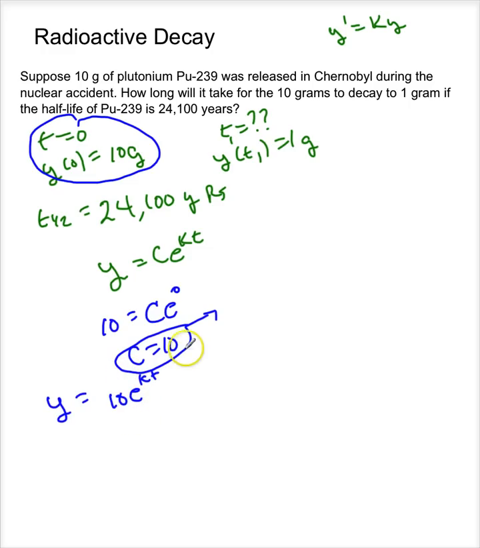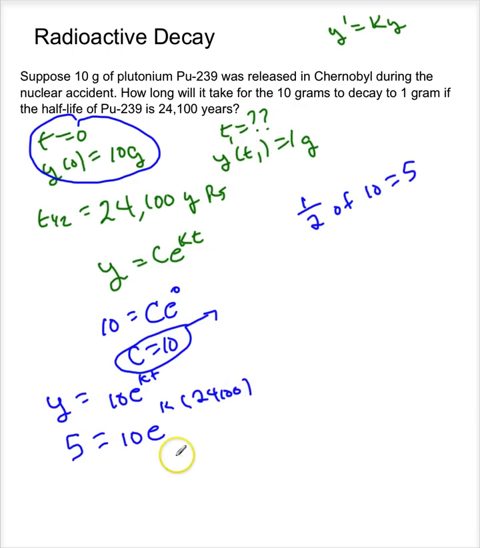So what is half of our initial amount? Half of 10 is 5. So we know when the 10 grams reduces to 5, we're at a half-life. So I can say that 5 is equal to 10 e to the k, where t is 1 half-life, or 24,100. Now this is ugly.